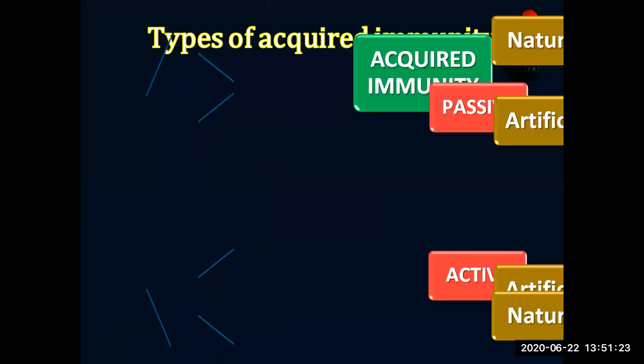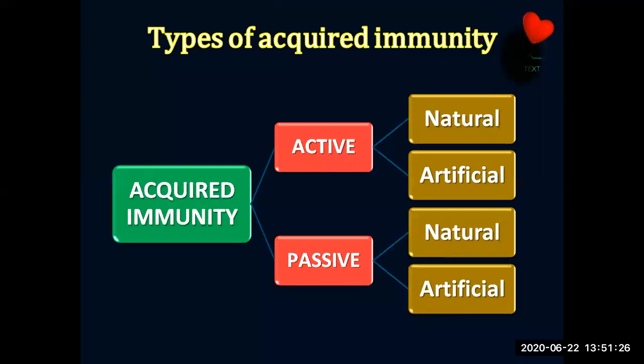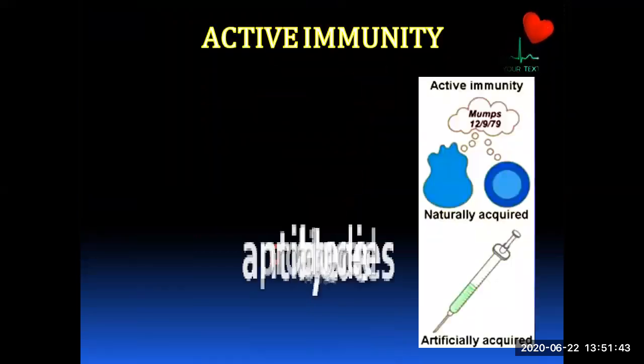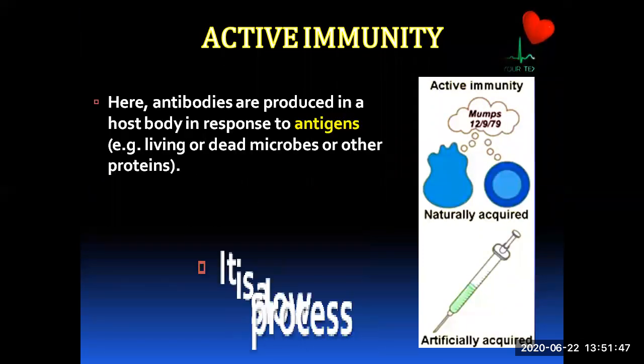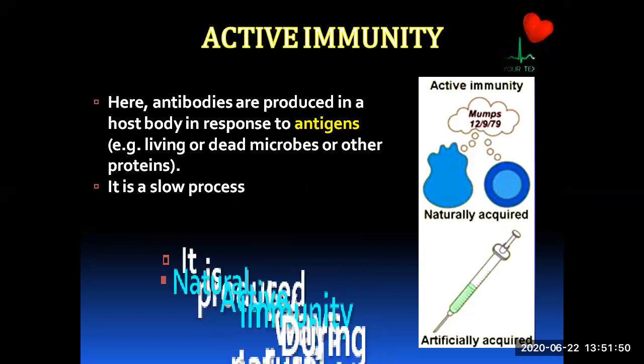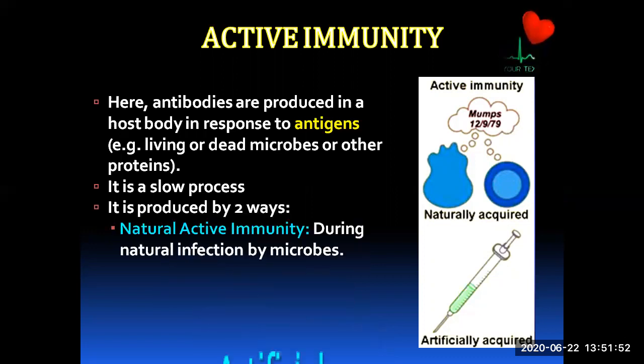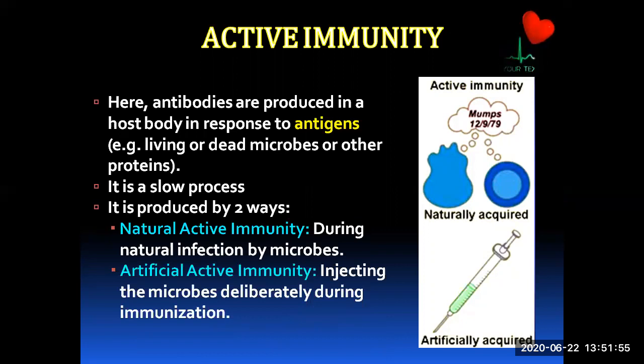Okay, so let's talk about acquired immunity, which is of 2 types: active acquired immunity and passive acquired immunity. Natural active acquired immunity, artificial active acquired immunity. Passive again, natural passive acquired immunity, artificial passive acquired immunity. Let's take one after another. First of all, we'll go with active immunity. Here the antibodies are produced in the host body in response to antigens, living or dead microbes or other proteins. It's a slow process that is produced in 2 ways.